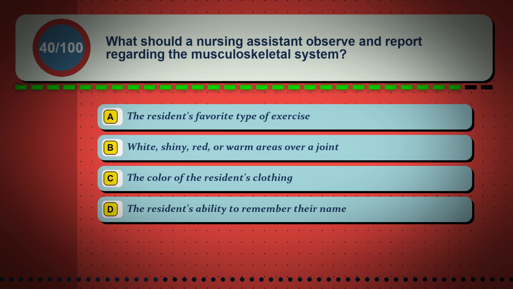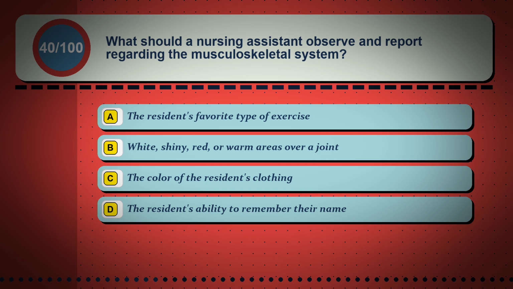Question 40. What should a nursing assistant observe and report regarding the musculoskeletal system? Option A. The resident's favorite type of exercise. Option B. White, shiny, red, or warm areas over a joint. Option C. The color of the resident's clothing. Option D. The resident's ability to remember their name.